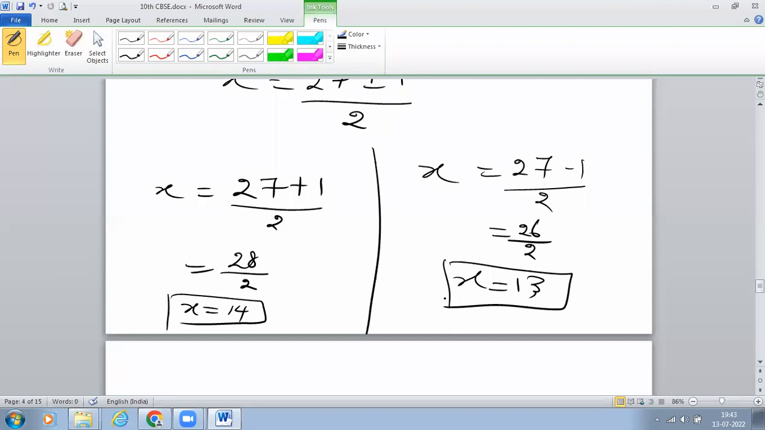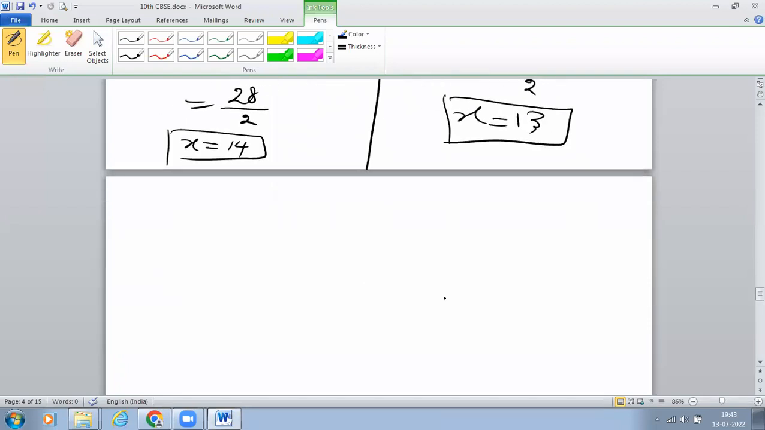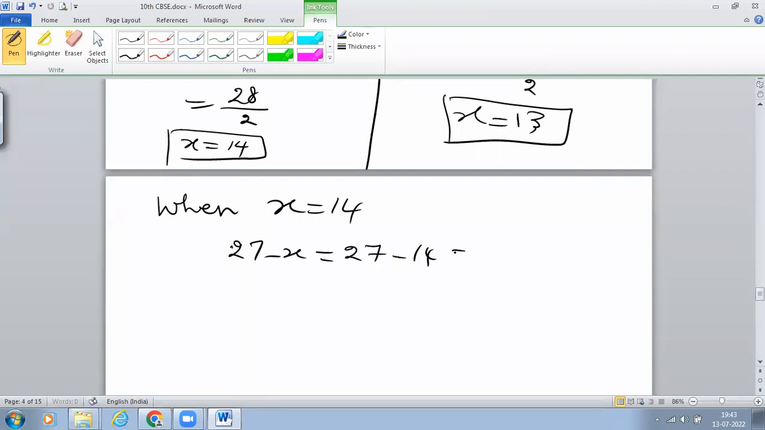Get up to this step. Yes, sir. Listen, ma. So we can choose x is equal to 14. When x is equal to 14, what is the other number? 13, because the sum of the two numbers is 27. So if one number is x, the other number is 27 minus x. So 27 minus 14 is 13. Hence the two numbers are 13 and 14. If you take x is equal to 13, then 27 minus x is 14.